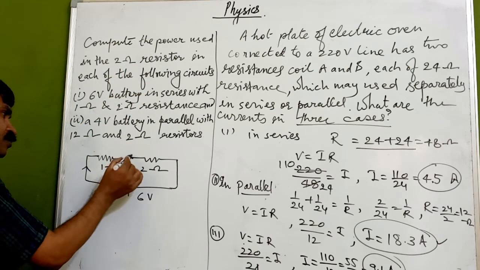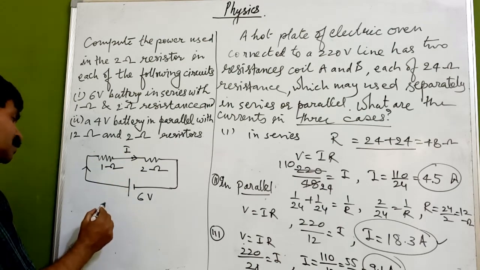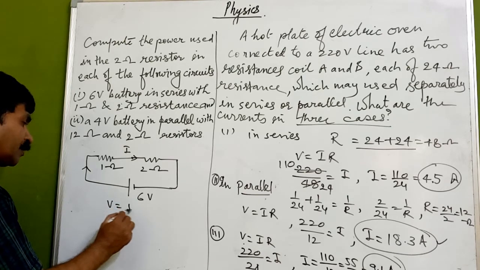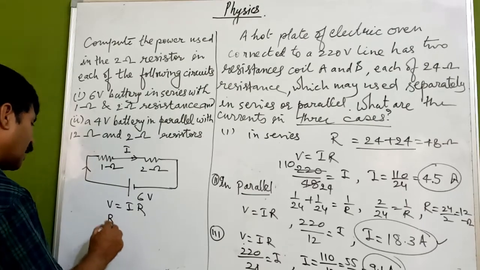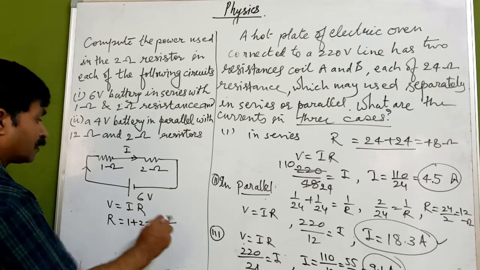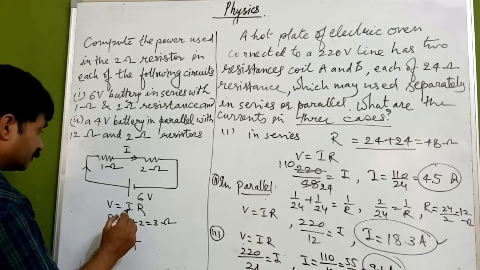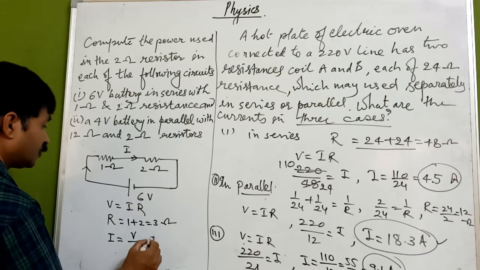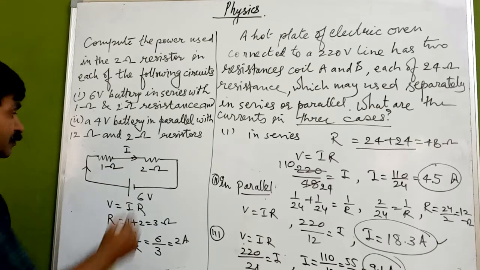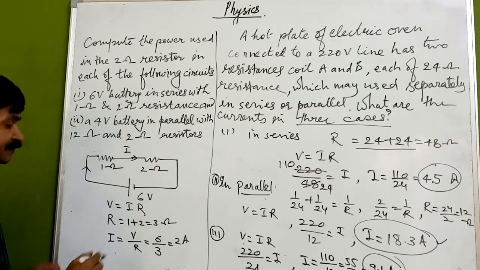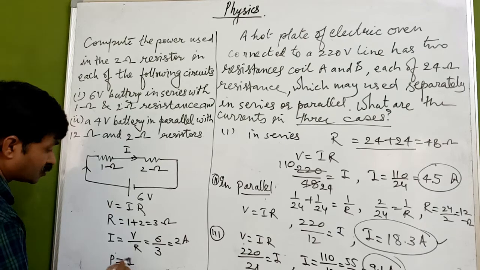Now here, how much current is flowing through this? I is flowing. It is a 6 volt supply, so first we will calculate the current from V equals I into R. What will be the equivalent resistance? Both are connected in series, so R equals 1 plus 2, that is 3 ohm. So the current is V upon R, V is given as 6 volt, divided by 3. It is going to be 2 ampere. The current flowing through this is 2 ampere, and P is equal to I square into R.